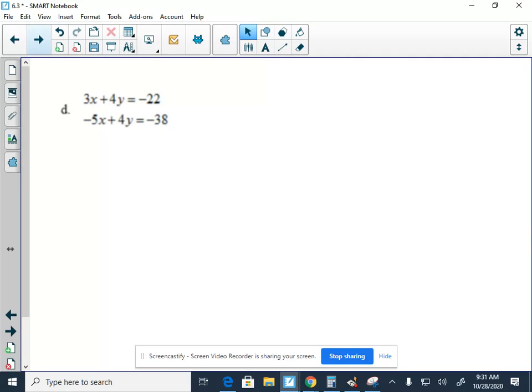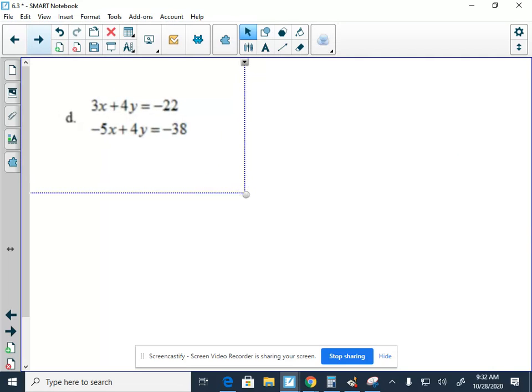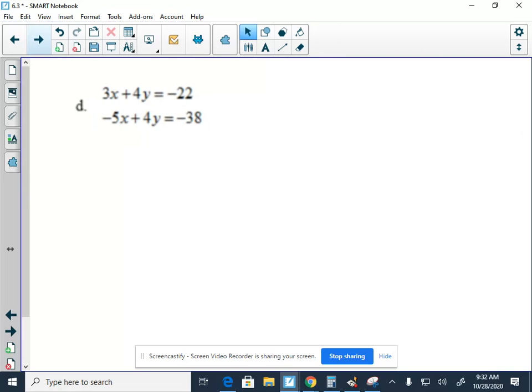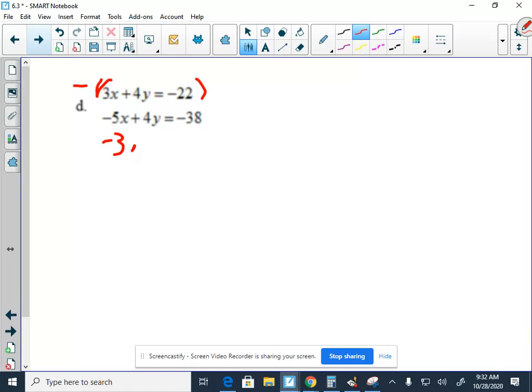So now, part D. If we look, the x's aren't the same, the y's are the same, but one of them needs to be a negative, so it's not the case. So what I usually do is I just take the top one and multiply it by -1. And the reason I do that is so that I can write it right underneath the other one. So this one, we would get -3x subtract 4y. And again, it's just using the distributive property. And then a negative times a negative gets me a plus 22.